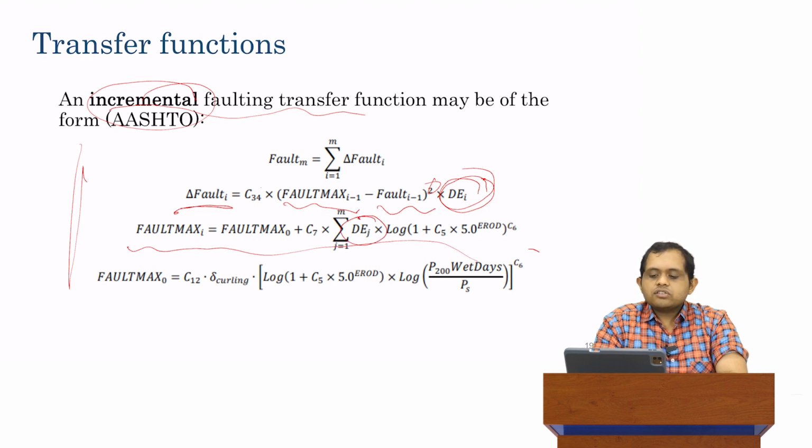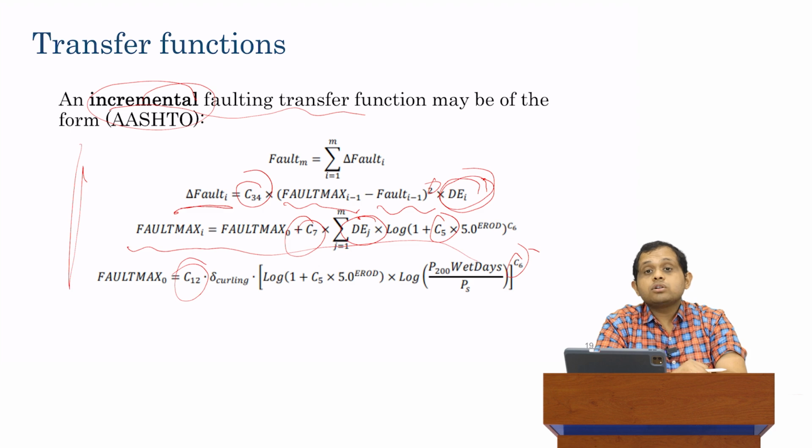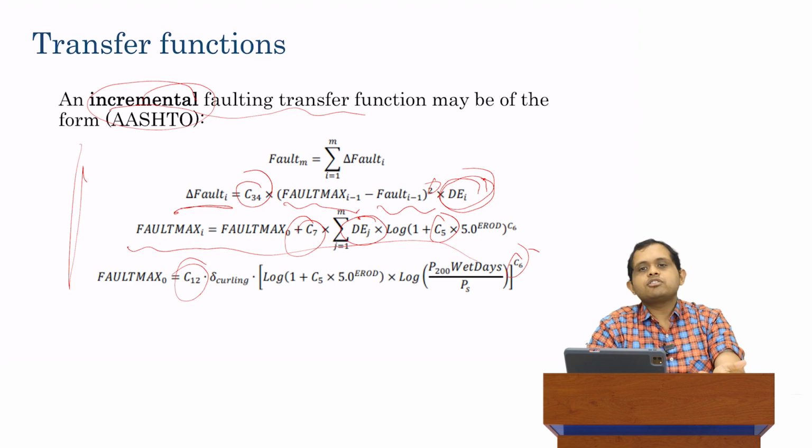What you will see here is we have a C34, C5, C7, C12. You see a number of these C's, there's C6 over here. These are empirical coefficients. These are calibration coefficients which come from regression. So differential energy is a physics-based model. So it's mechanistic, but these empirical coefficients, they have to be calibrated through data which is collected over time.